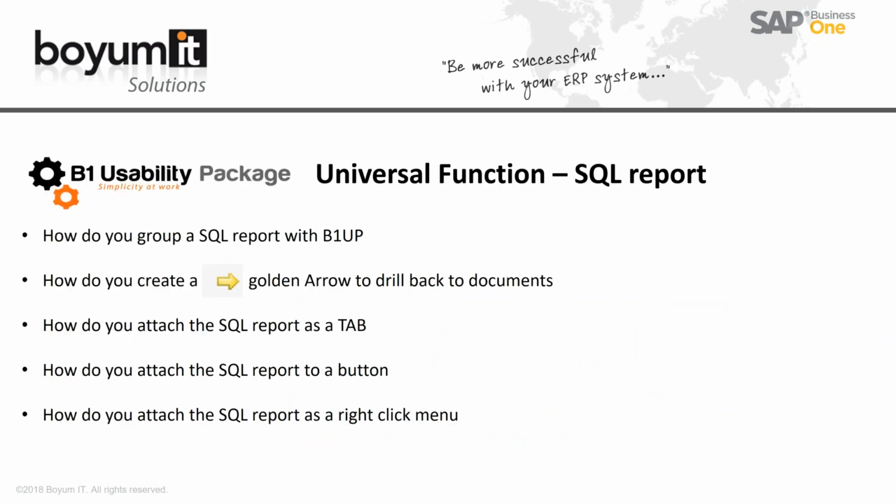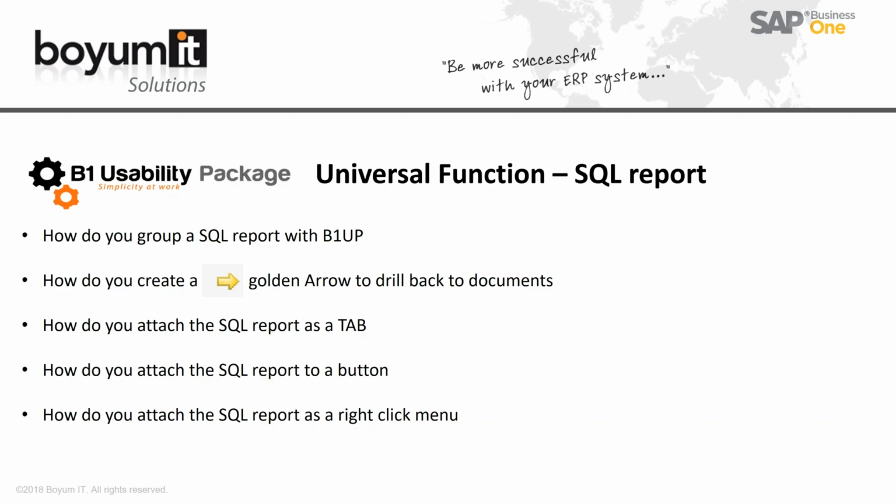Today we're going to create a SQL report with B1 Up. Then we're going to create golden arrows so we can drill back to the documents which are listed on the SQL report. I'm also going to show you how you can attach this report on a tab, to a button, and to a right-click menu, because everybody's different. Some people like a report by right-clicking, some want it as a shortcut button, or maybe on a tab.